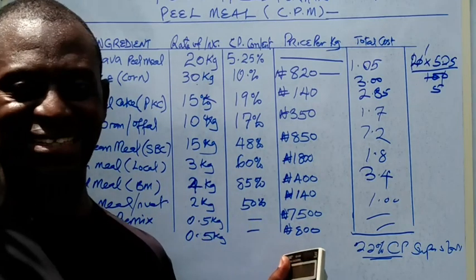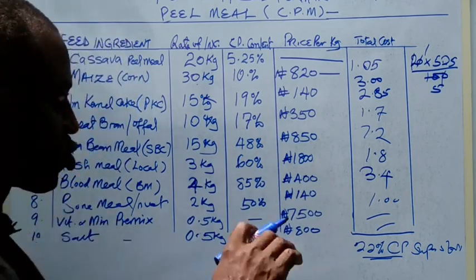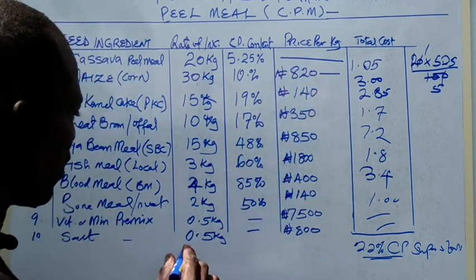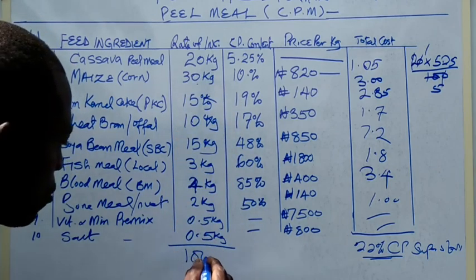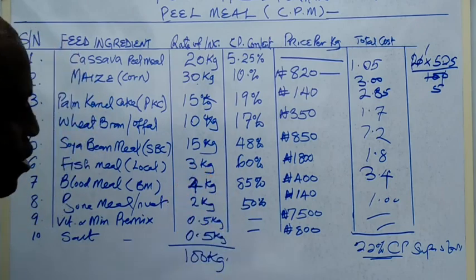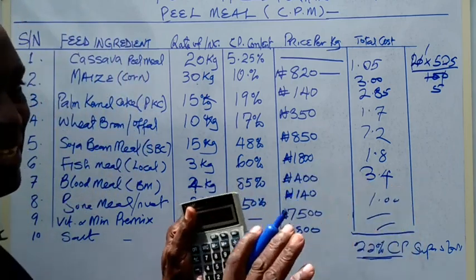Our formula is balanced for super starter. Now let's calculate the cost of producing. This is 100 kg. If you add up all, this will give us 100 kg of feed. Now the 100 kg feed, we have gotten it. This is super starter feed.